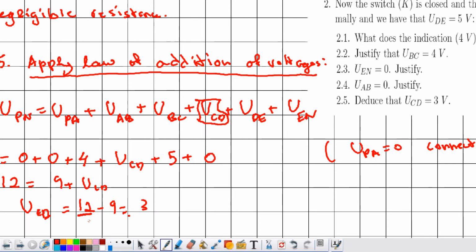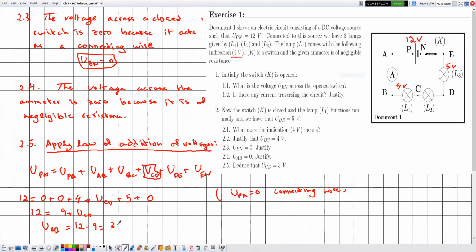Since 12 is in volts and 9 is in volts, then the voltage UCD will be in volts, which is 3 volts. So UCD is equal to 3 volts.